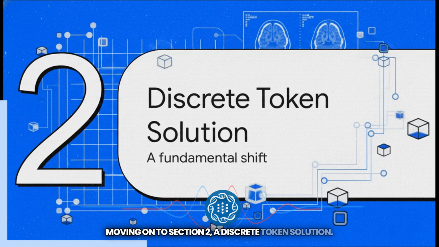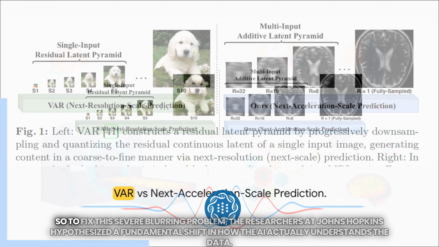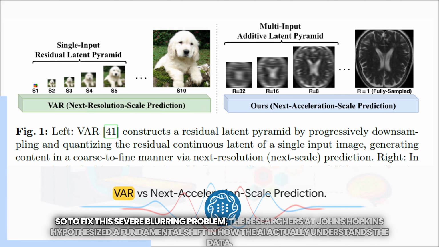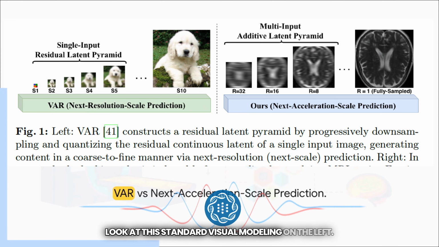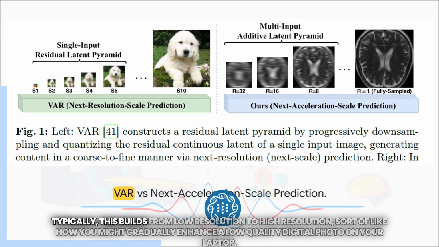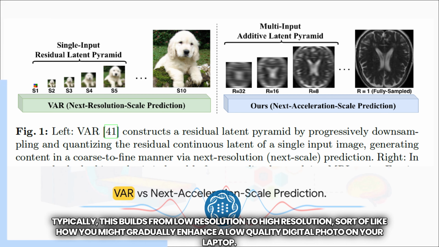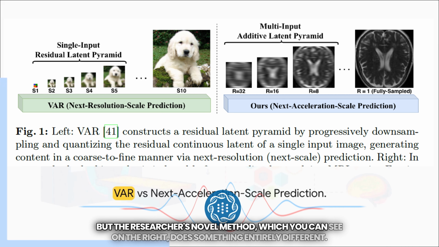A discrete token solution. So to fix this severe blurring problem, the researchers at Johns Hopkins hypothesized a fundamental shift in how the AI actually understands the data. Look at this standard visual modeling on the left. Typically, this builds from low resolution to high resolution, sort of like how you might gradually enhance a low-quality digital photo on your laptop. But the researchers' novel method, which you can see on the right, does something entirely different.